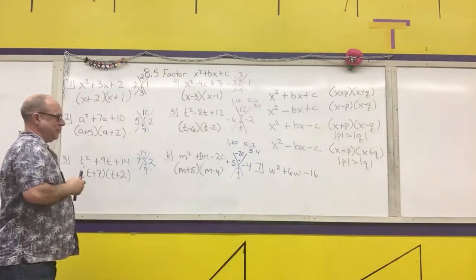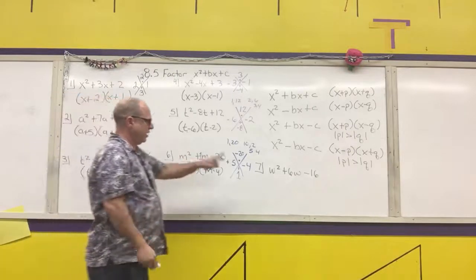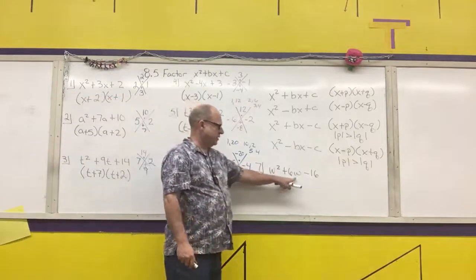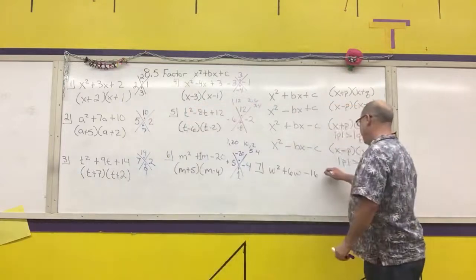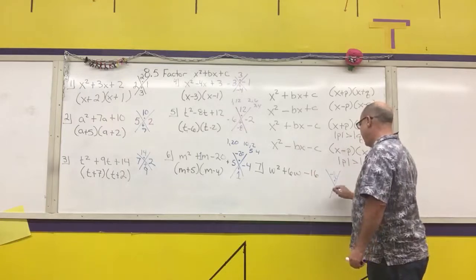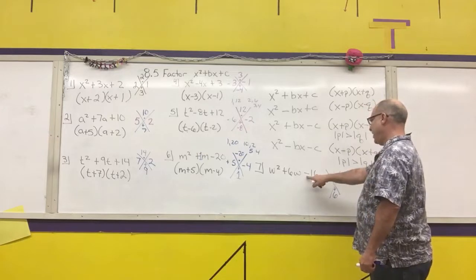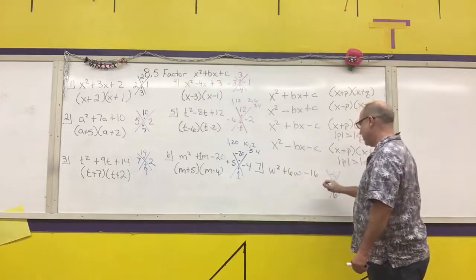And the last guided practice before we start the last discussion for this section is w squared plus 6w minus 16. So I need two numbers that multiply to a negative 16, that add to a positive 6. They multiply to a negative, so they have to have opposite signs. The biggest number in magnitude has a plus.